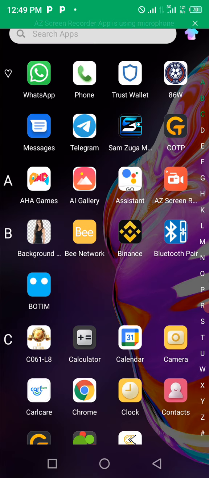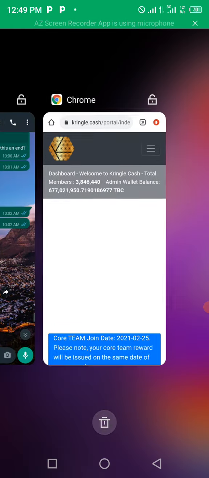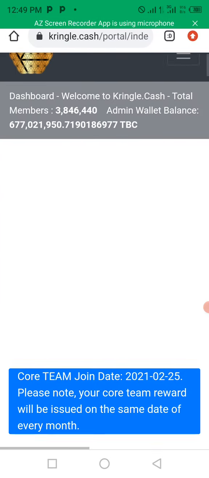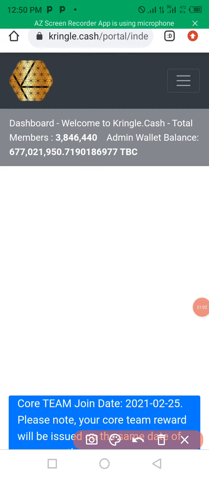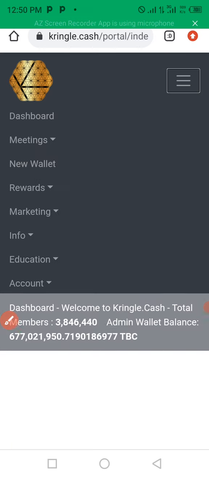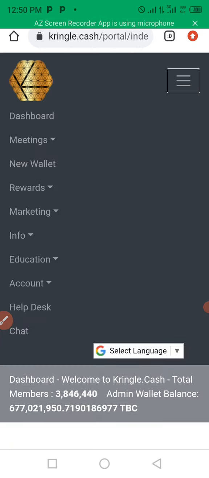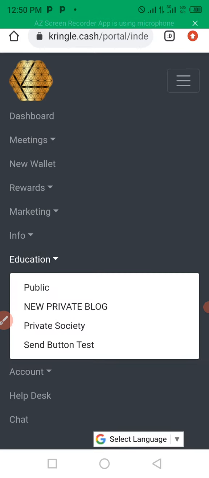So when you log into your back office, immediately you see the three dots at the top. Let me just show you with the arrow. So these three dots, you click on it. Once you click on it, it will list dashboard, meeting, new wallets, rewards, marketing, info, education, account, help desk, chat. So just click on education.